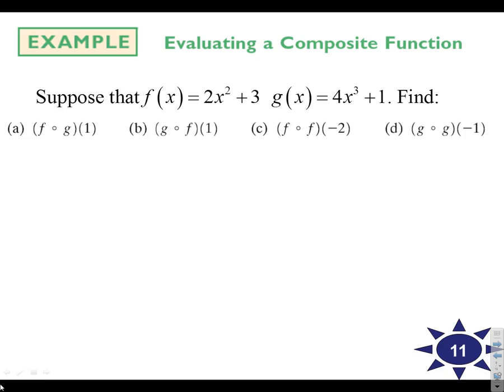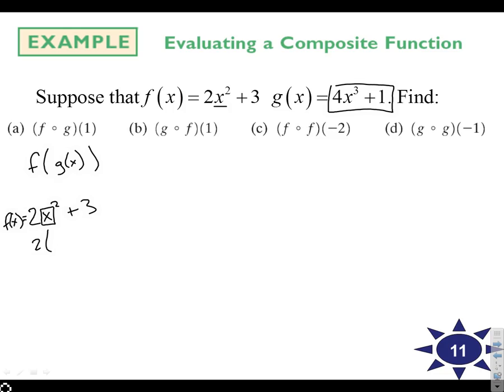All right, let's take a look here at some of these. We've got f, we've got g. Let's plug g into f. So here's what we're going to do. F of x equals 2x squared plus 3. Now everywhere I see x, I'm going to plug in the formula for g. So this is 2 times 4x cubed plus 1, squared, plus 3. All right, so we would have to FOIL this and clean this up, right? But for now, let's just leave it like this. The key is what do we plug in where?